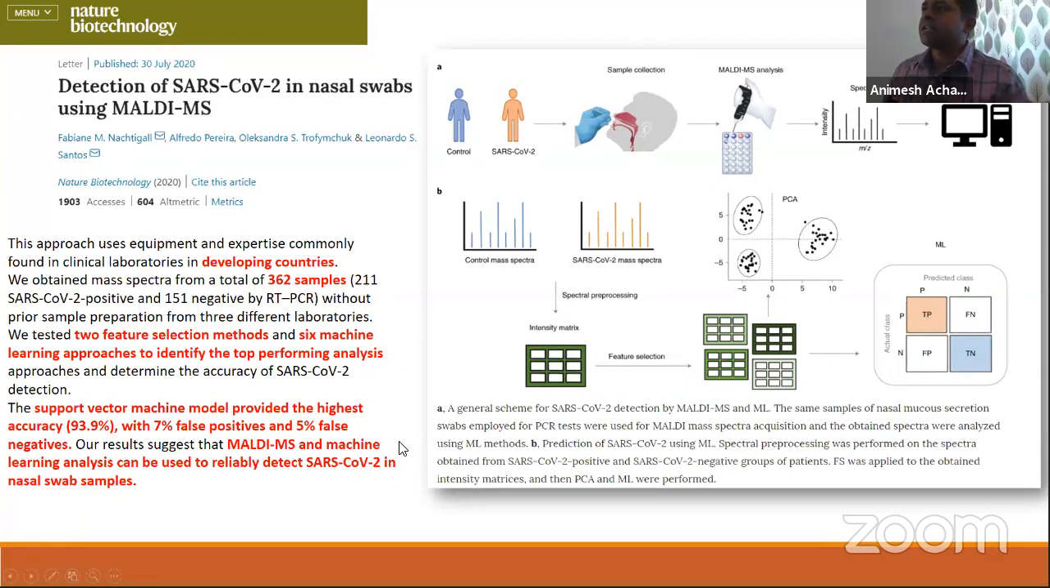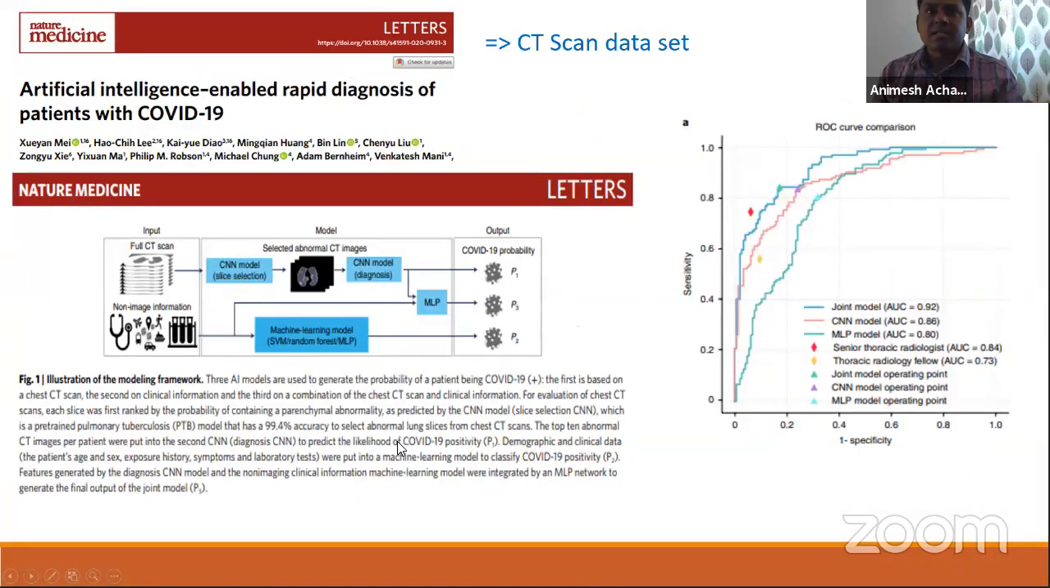Okay, next one. Artificial intelligence enables rapid diagnosis of patients with COVID-19. This is CT scan data. I think the Vice Chancellor sir mentioned the X-ray. It's very similar to these settings. They published in Nature Medicine, which is of course quite a good journal.